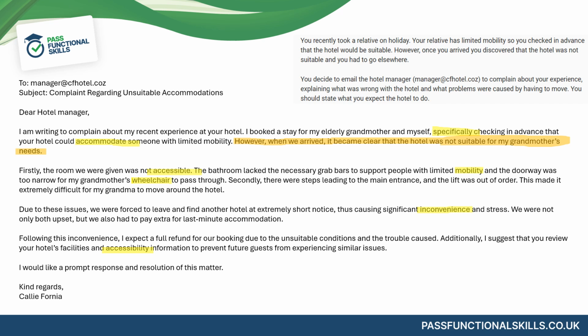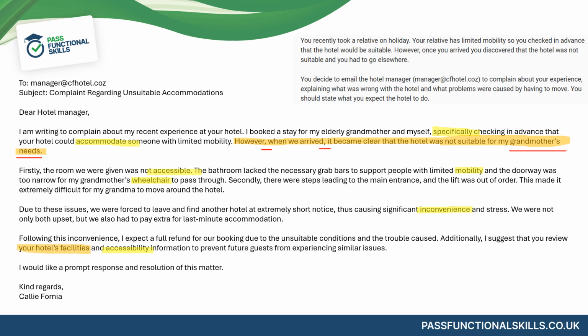So here we've got a comma used to surround this extra information. So when we arrived is extra information, and the sentence would make sense without it. So the commas are used to separate that section from the rest of the sentence. We've also got a possessive apostrophe used in the same sentence, my grandmother's needs, the needs belonging to my grandmother. Again, remember, possessive apostrophes can be used in any text, but contractions should only be used in informal texts. We've also got another possessive apostrophe down here, your hotel's facilities.